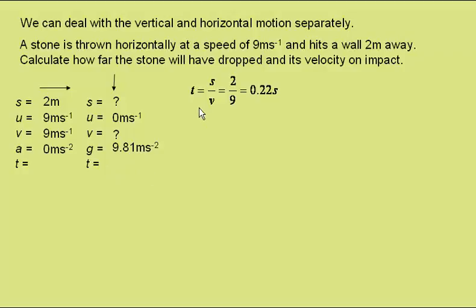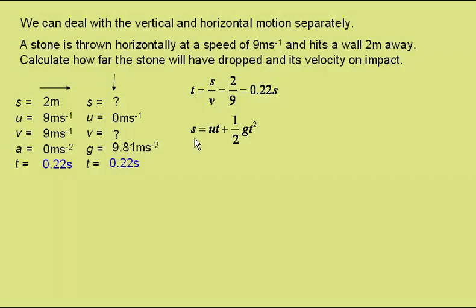Using the simple equation speed equals distance over time, rearranged to time is equal to the displacement over the velocity, which is 2 meters over 9 meters per second, using my horizontal data, gives a time of 0.22 seconds. That's the time of flight. I can add my times to my data table just in case I need them again.